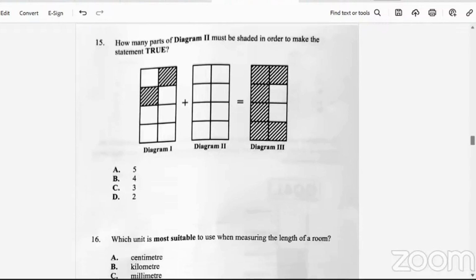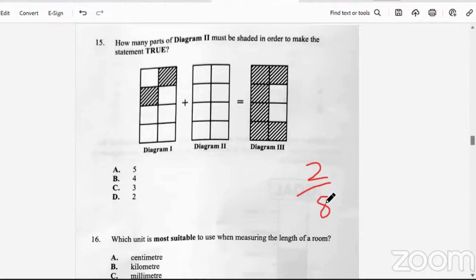All right, so question 15. How many parts of diagram 2 must be shaded in order to make the statement true? All right, so let's look at diagram 1. Diagram 1 has 2 out of 8 shaded, sorry, that's a mistake earlier. There are 8 parts in all, they have shaded 2.